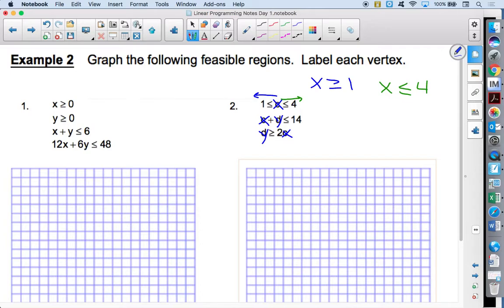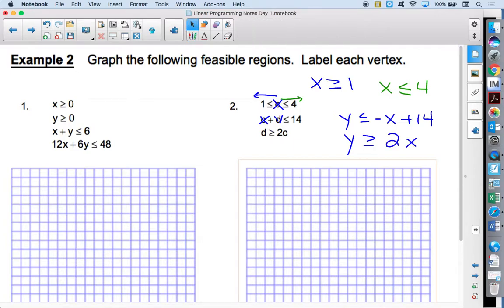The second one is x plus y is less than or equal to 14. What is that with y by itself? What's that equation look like? You get y by itself. Brandon? Y is less than or equal to negative x plus 15. Right, good. And then the last one was D and C. But instead, if you want to change it to x and y, D is y, so y is greater than or equal to 2x. So these would be my inequalities from the given information.